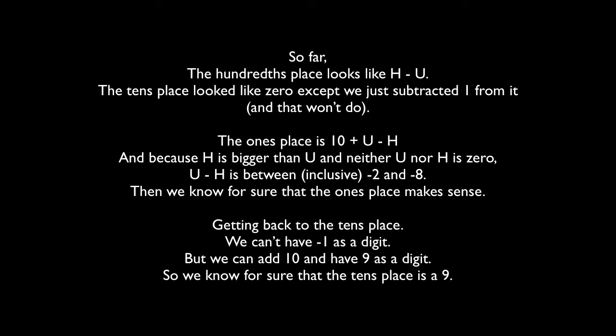So far, the hundreds place looks like h minus u. The tens place looked like 0, except we just subtracted 1 from it, and that won't do. The ones place is 10 plus u minus h. And because h is bigger than u, and neither u nor h is 0, u minus h is between minus 2 and minus 8. Then we know for sure that the ones place makes sense. Getting back to the tens place, we can't have minus 1 as a digit, but we can add 10 and have 9 as a digit. So we know for sure that the tens place is a 9.